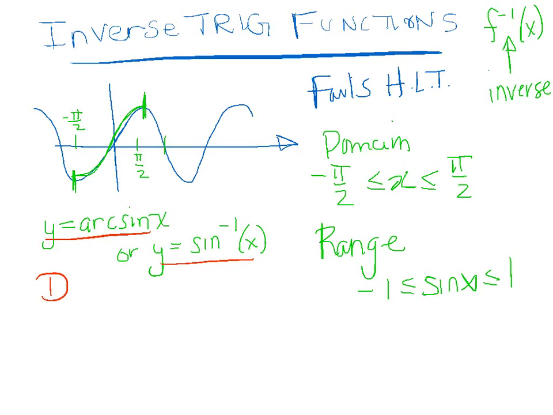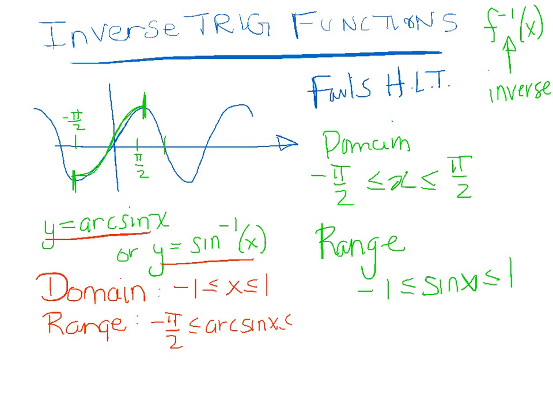So the domain of this inverse will be, you guessed it, from minus 1 to 1, and the range will be from minus pi over 2 to plus pi over 2. So all I've done is interchange my domain and range. So when I go to graph this, I want to kind of keep that in mind. Let's go to a new page and graph this.